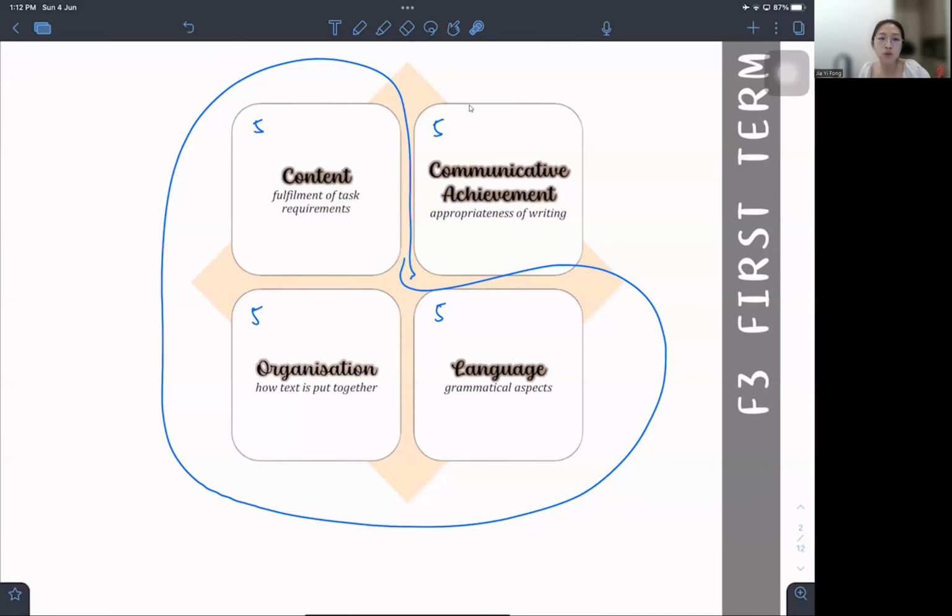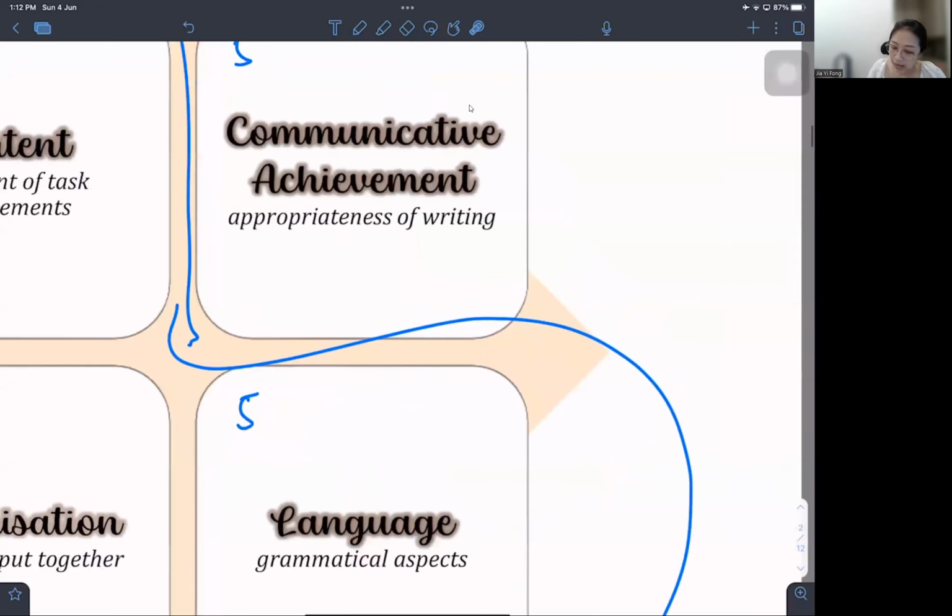So let me tell you, how do you manage the impression mark? Let's start from communicative achievement. Like I said, it is largely based on how I feel about your essay. So what will actually affect this mark? Your format, your choice of word, your sentence structure. These 3 mainly play a part in your impression. I repeat again, 3 things to look out for. Your format, which is the easiest one for you to work around.